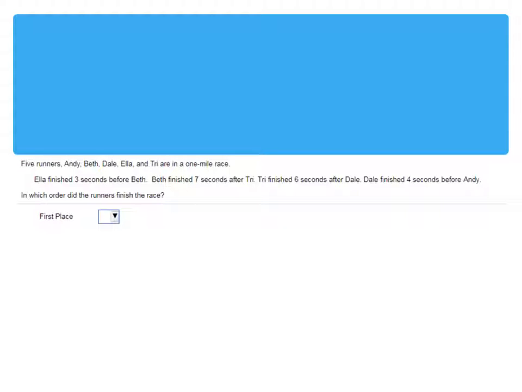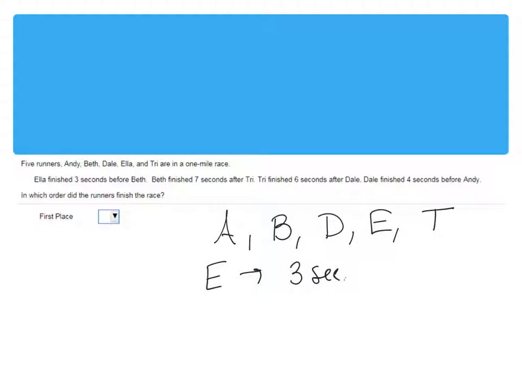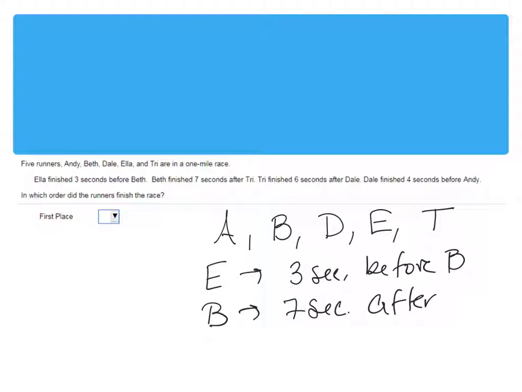We have 5 runners. We've got Andy, Beth, Dale, Ella, and Try. We know that Ella finished 3 seconds before Beth. So we know Ella is before Beth. Beth finished 7 seconds after Try. So Beth, 7 seconds after Try.